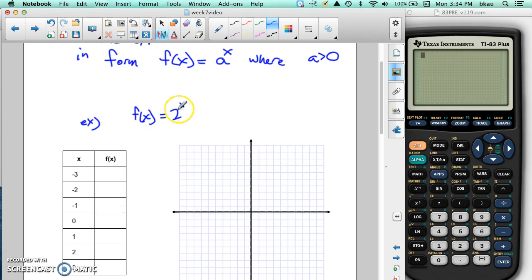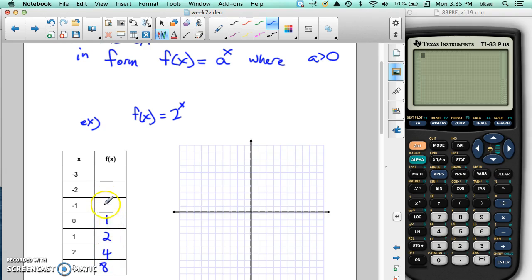2 to the 0 power, anything to the 0 power, is 1. So 1 will go here in the chart. 2 to the first power is 2, and we're doubling each time. So we double and we get 4, we double and we get 8. Each time, this is exponential, it's 2 times as much each time. So as we go backwards, we're dividing by 2.